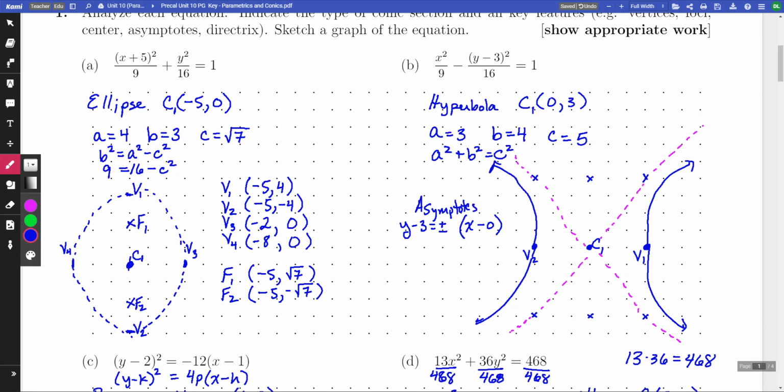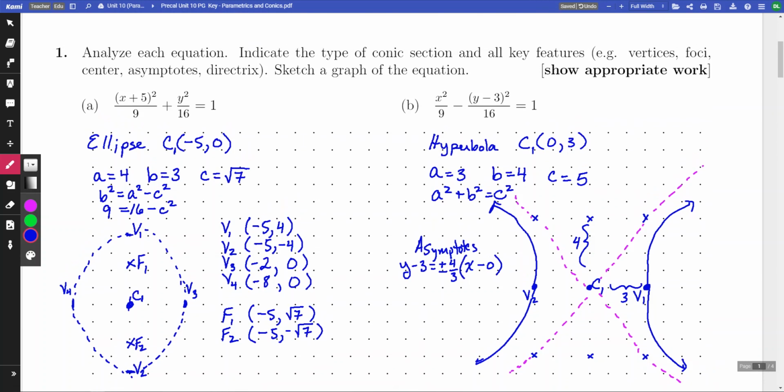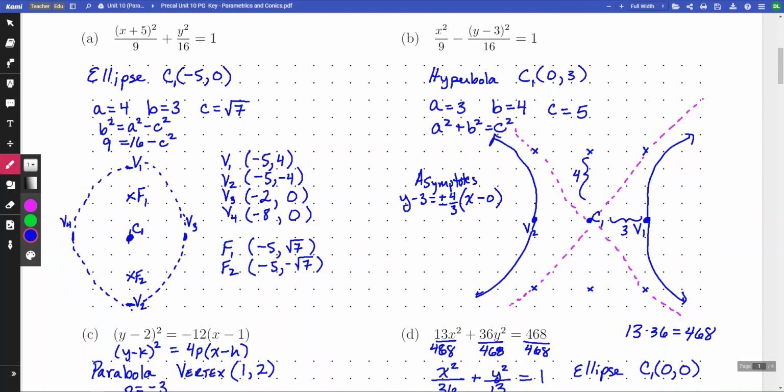Now, what's my slope going to be? Well, I know that the distance there is 4. I know that the distance there is 3. So my slope is going to be 4/3. So y minus 3 equals plus or minus 4/3 x minus 0. So I've identified my vertices, but I still have to identify their coordinates. I've identified my asymptotes. I've identified my center, but I haven't identified my foci. So I need to identify my foci for this.